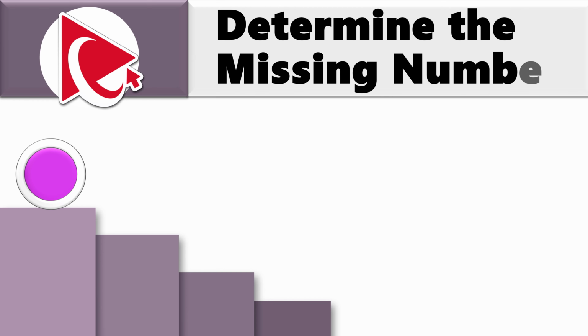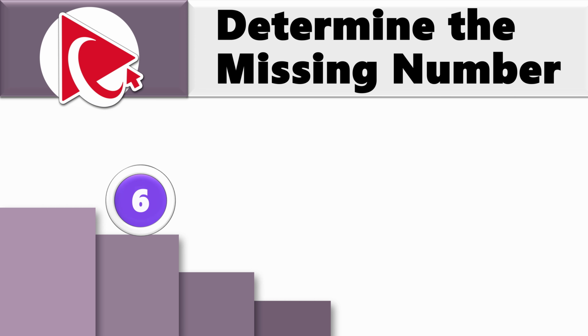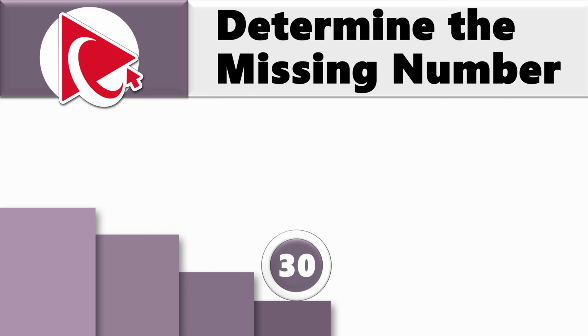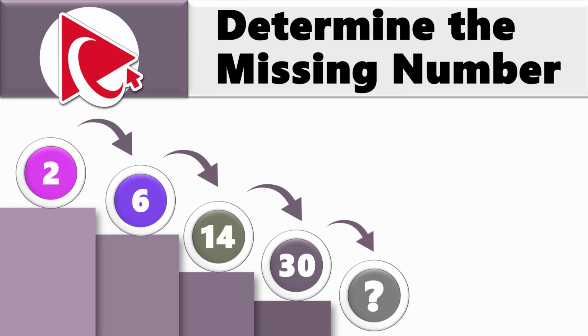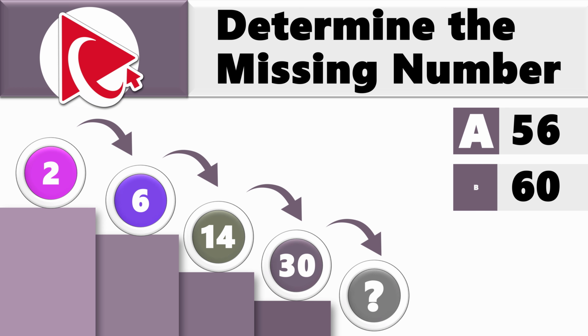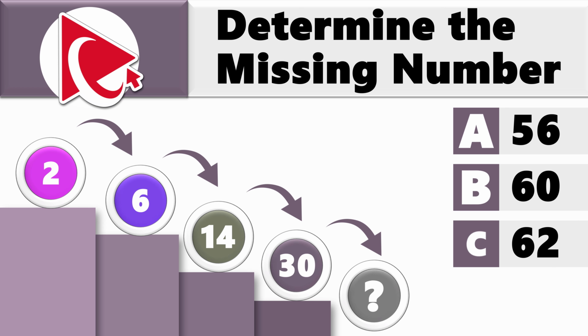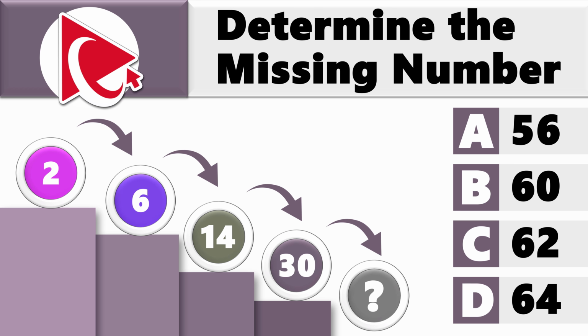You're presented with a ball which falls on the stairs, and with each fall, it changes the number. The numbers starting from the top are 2, 6, 14, 30, and then comes the missing number, which you need to determine and select out of 4 possible choices. Choice A, 56, choice B, 60, choice C, 62, and last but not least, choice D, 64.